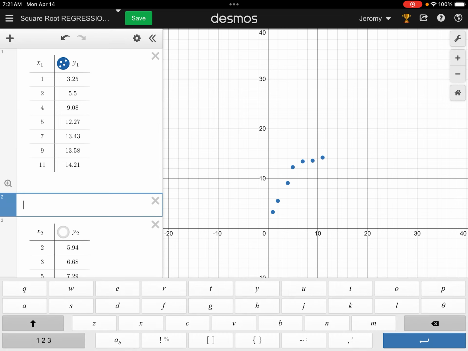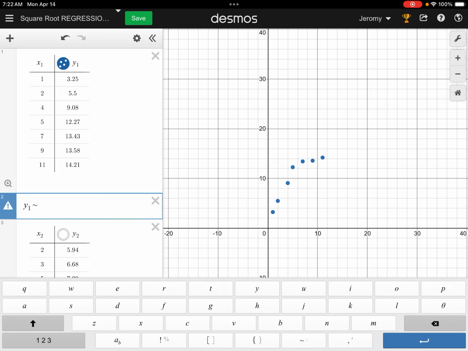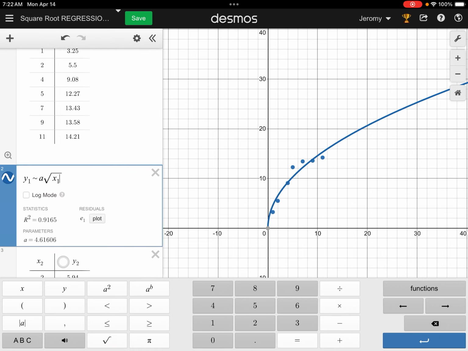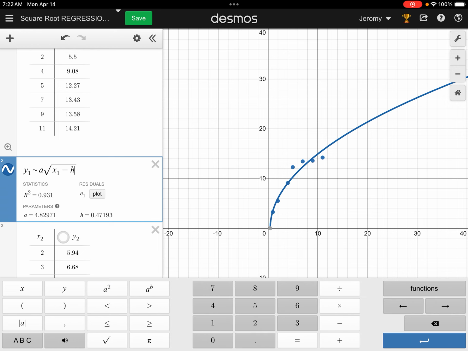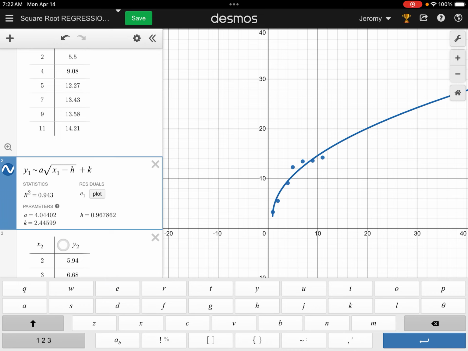So we type in y1 tilde, and then a times the square root of x1. The y1 and the x1 are the values that are in the table. We go minus h, jump out of the exponent, and then do plus k. If you look right here, it tells us the value of a is 4.04. We're just going to round. The value of h is 0.967862, we'll round that, and then the value of k is 2.44.